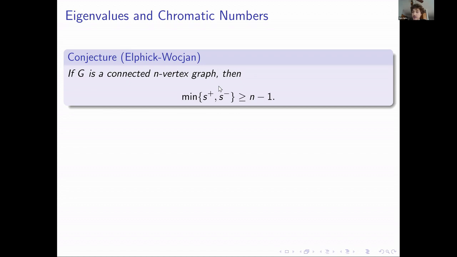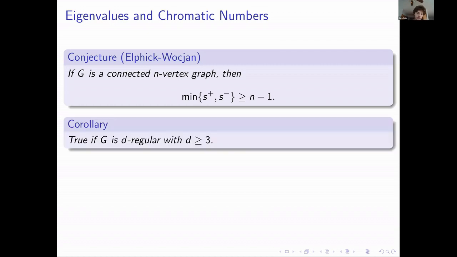And so in the case for trees, this bound is tight. And similarly for cliques, the S minus quantity is exactly n minus 1, and S plus wins by a mile. So this conjecture is true for trees and for cliques. So it's somewhat intuitive that it should also hold for everything in between. But at the moment, this is still an open problem.